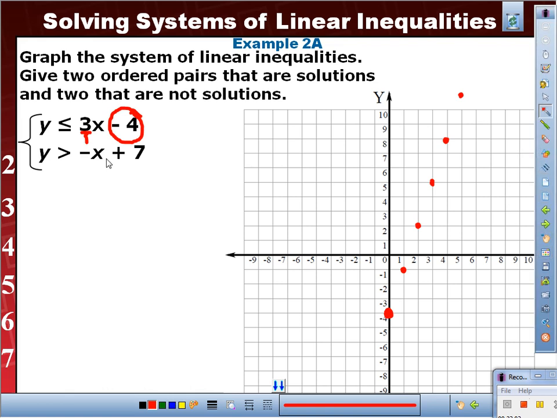Next, before I graph my line, let me see my inequality symbol. What kind of symbol is it? Less than or equal to. So that's a what? A solid line.